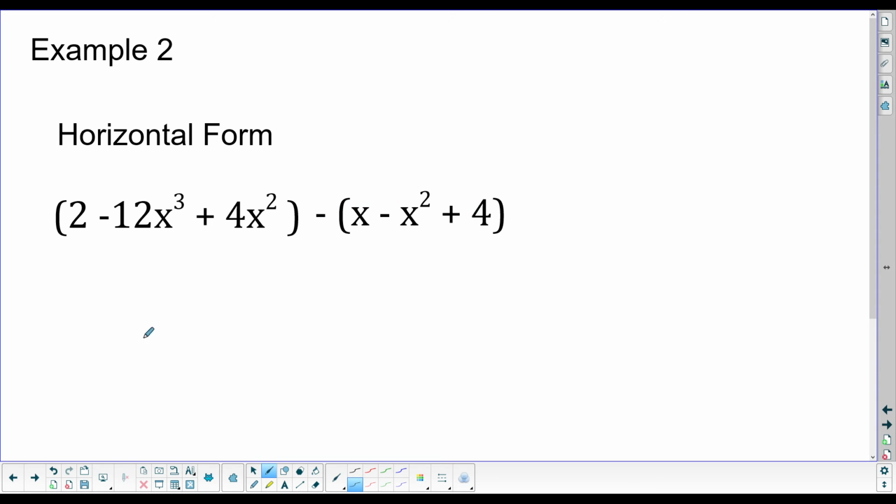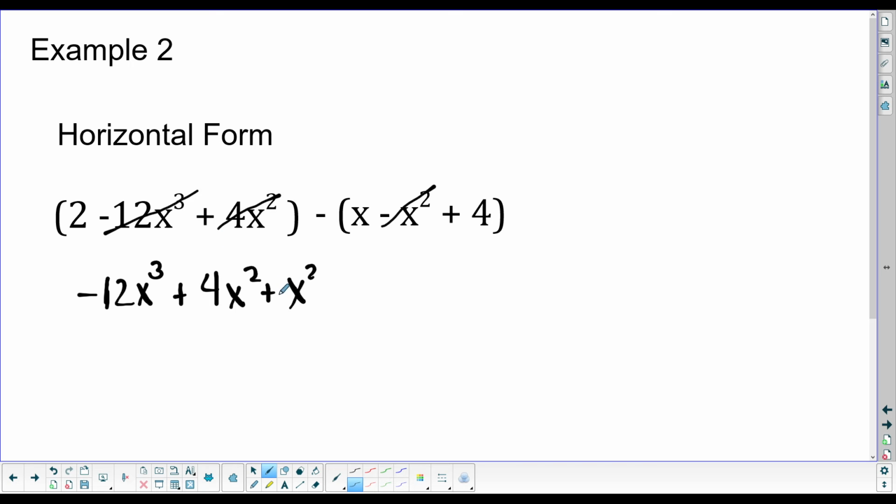When I write these out, I'm going to start with my largest degree here. So this is going to be -12x cubed. Okay, so there's my cubic. I don't have any other cubic terms. Then I'm going to look for quadratic terms. And so I've got 4x squared here. And then I've also got an x squared here, but remember that this is not -x squared. It's minus -x squared. So this is going to be +x squared. Okay, so I have that term taken care of.